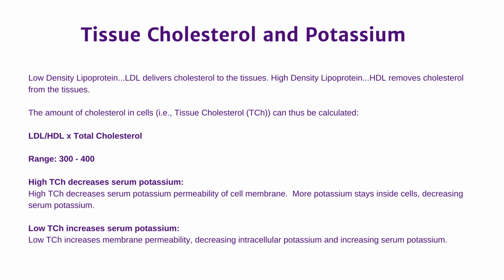High cholesterol in cell membranes decreases permeability of the membranes, and potassium is more concentrated than usual inside cells, and vice versa for fatty acids. Fatty acids increase membrane permeability, so there is an intra and extracellular shift in potassium, reflected in higher serum potassium.